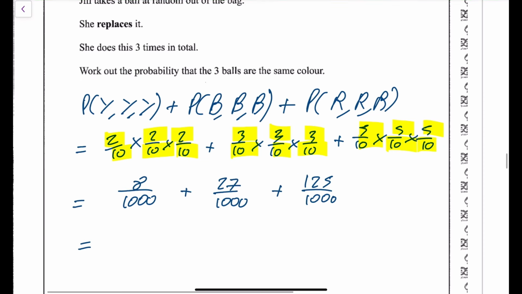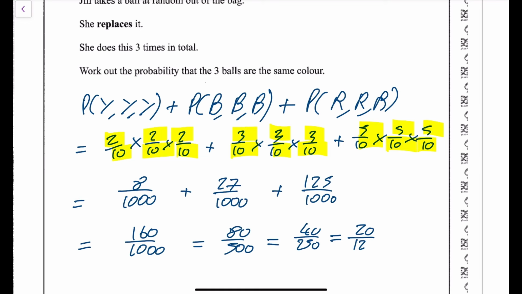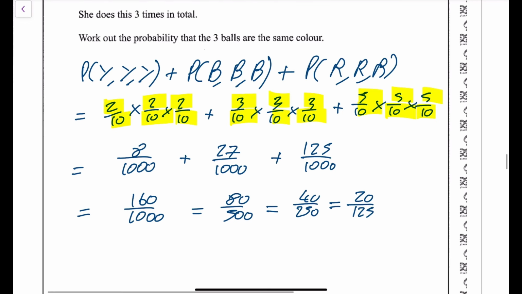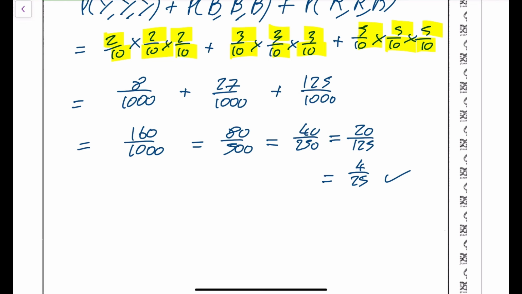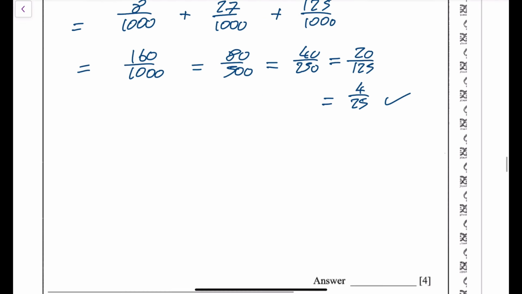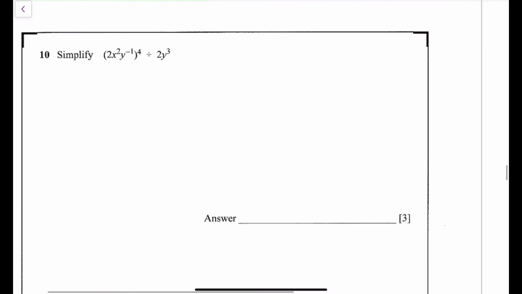Add those, and that works out to be 160 over 1,000, which cancels down. Just take your time and divide by 2, divide by 2 again, divide by 2 again, and I stopped there. That was silly. I could have divided by 5. Top and bottom divided by 5 gives me 4 over 25, and that's as good as we can go. If I had left it earlier, I would have lost a mark. They want you to cancel all the way down. Lovely wee question.